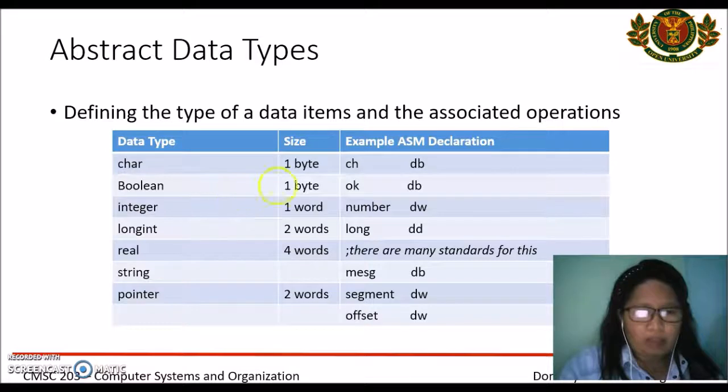And then these data types occupy a space in the memory, like a character can have 1 byte, boolean occupies 1 byte. And then an example of this declaration in assembly language, like a character as ch, boolean, integer as a number, or long integer as long.